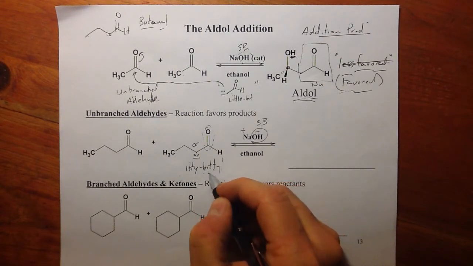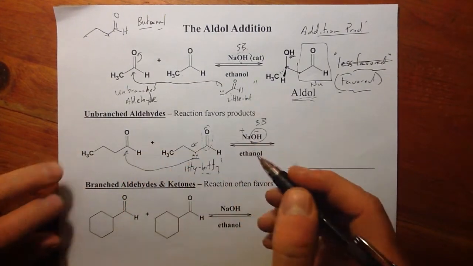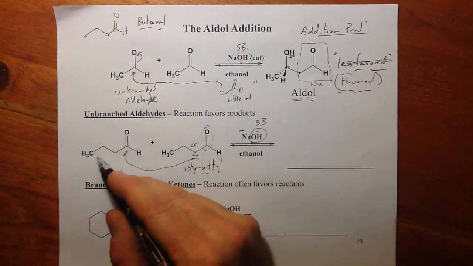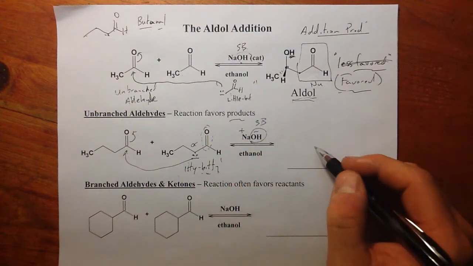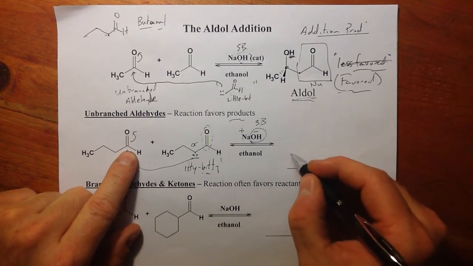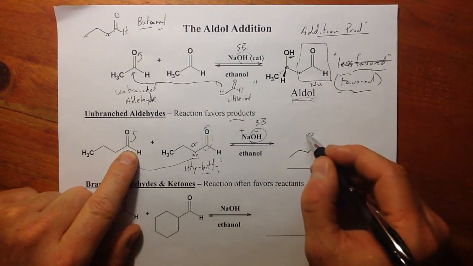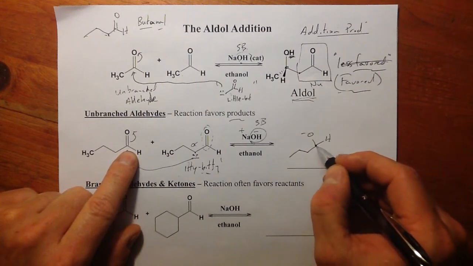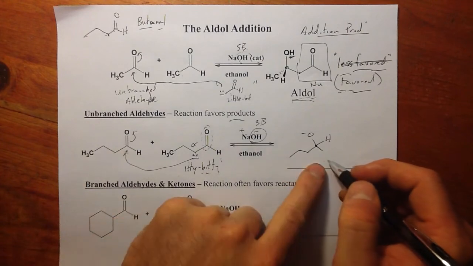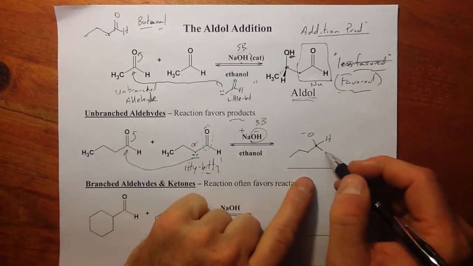And that can attack the remaining amount of butanal, 1, 2, 3, 4, and this is an unbranched aldehyde, so we're going to favor this product. Let's draw that product. I'm going to go ahead and draw the nucleophile just down here. This is where the nucleophile is going to go. I've bumped the hydrogen up. The oxygen has a negative charge.